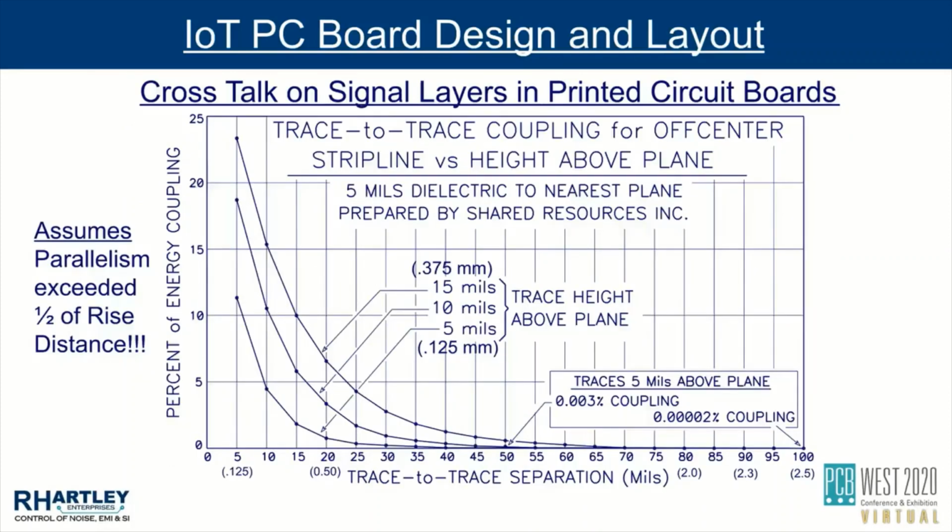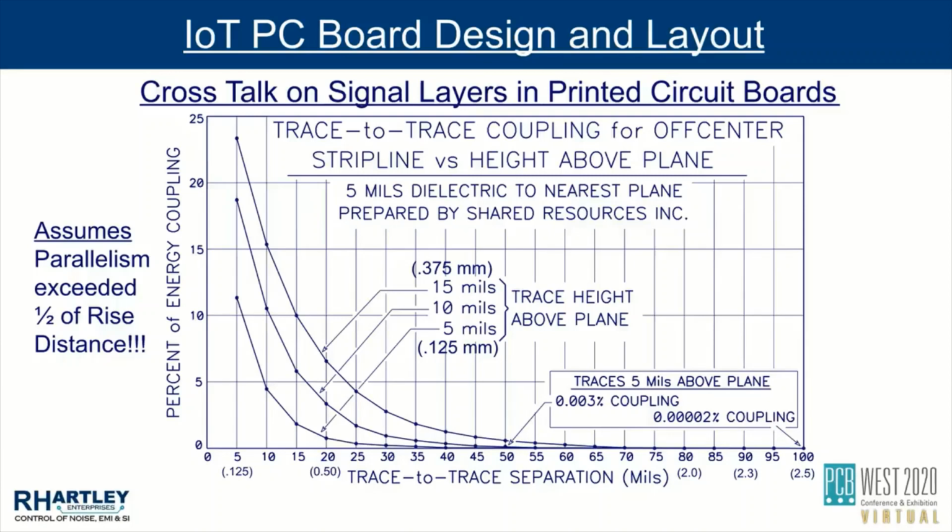This is a graph of interlayer routing called strip line. The four-layer board that I talked about, that's a vast improvement over the conventional four-layer board, had grounds on top and bottom with signals on 2 and 3, basically strip line routing.